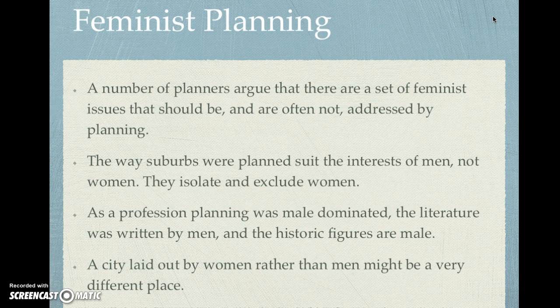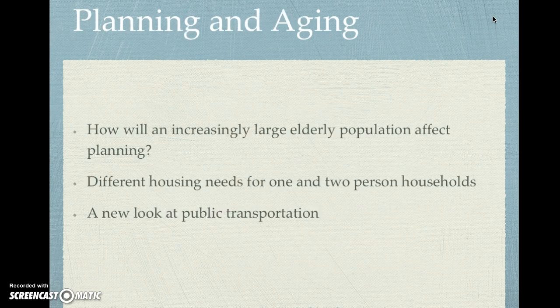Another interesting thing is how feminist planners really say that if you had a city that was laid out by women rather than men, it might look very different. And I think in class we should talk about what that might look like. So, just another subcategory of social issues: planning and aging.